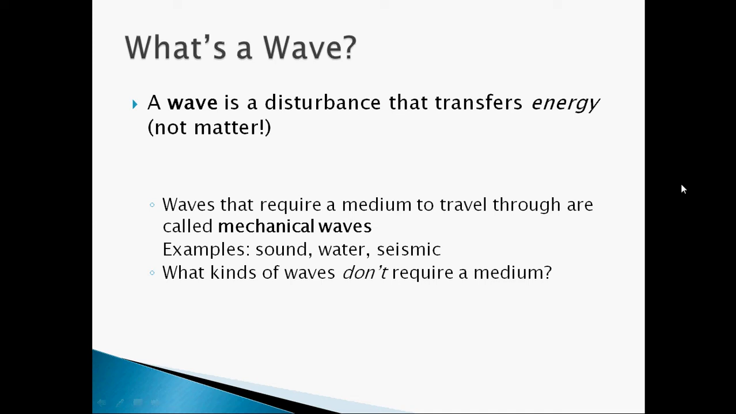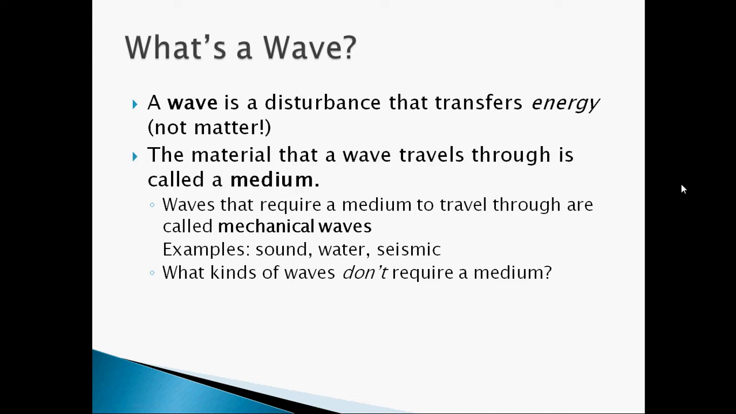All right. Now, whatever it is that the wave travels through, we call a medium. There are two basic types of waves that we can classify: waves that require a medium and waves that don't require a medium. Waves that require a medium, require some sort of matter to travel through, are called mechanical waves. The water waves I talked about, those are mechanical. Sound waves require a medium. It's true that in space no one can hear you scream because there's no matter for that energy to travel through. Seismic waves, earthquakes, also require some sort of medium to travel through.